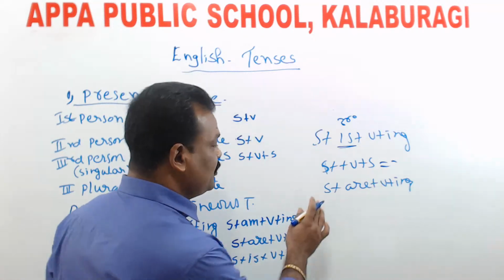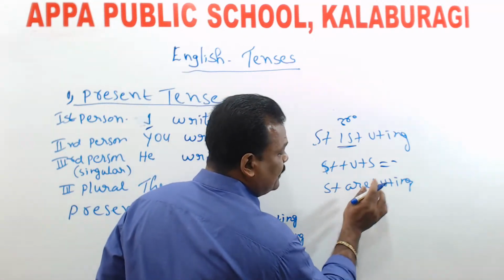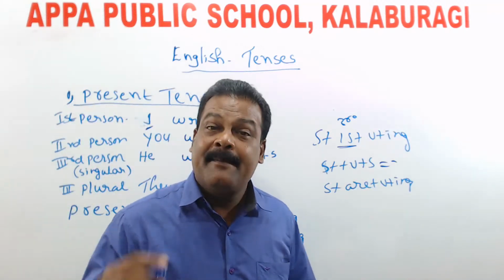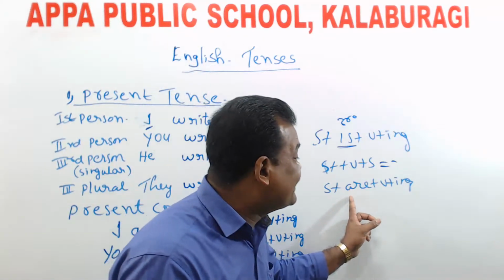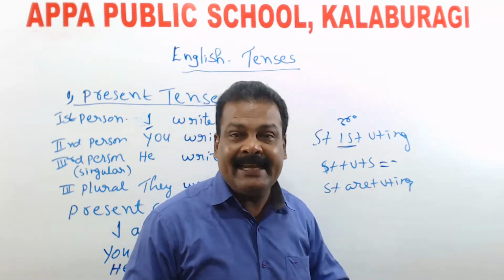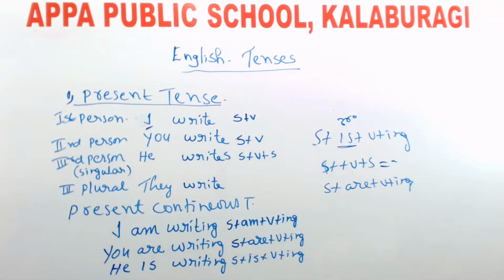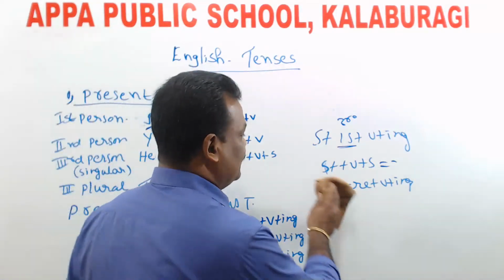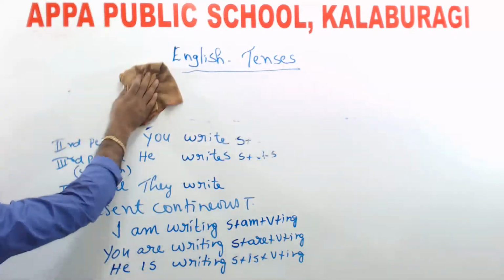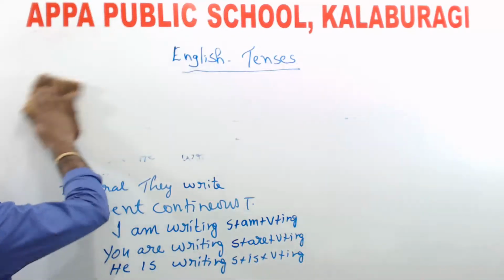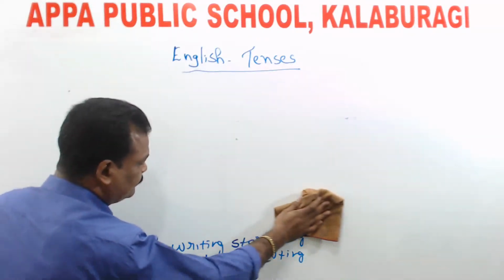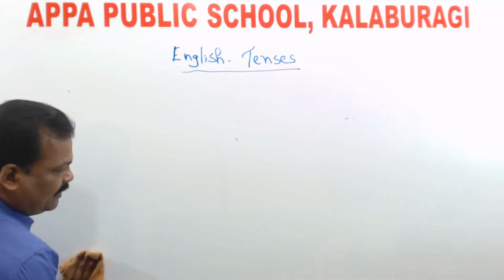Understood? Now you see, subject plus are plus verb plus ing. What is it? So this is present continuous second person. You are writing. I hope you understood. Easy, right? It is easy or not? Simple. So two tenses we have learned. What is that? Simple present tense and present continuous tense. Next one we are going to see.